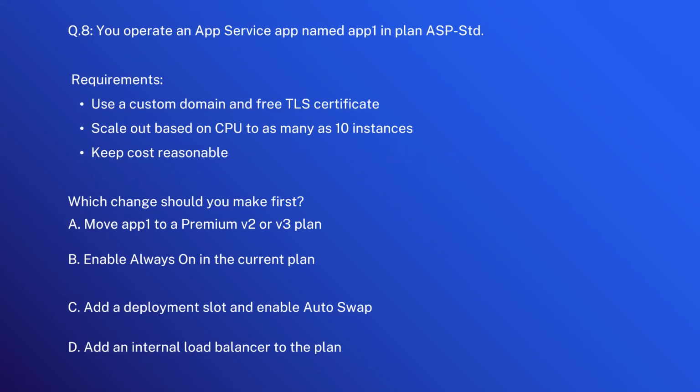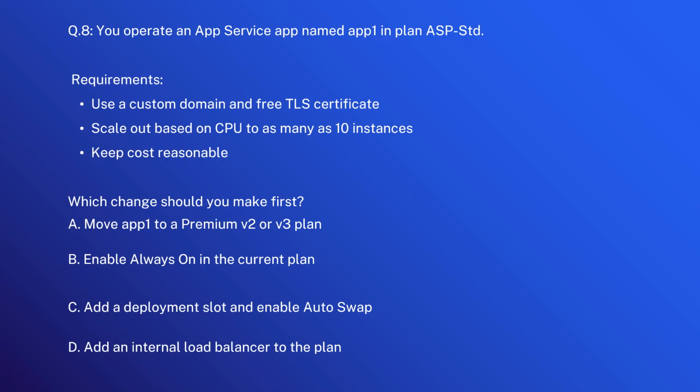Next question. You operate an App Service app named app1 in plan ASP-STD. Requirements: use a custom domain and a free TLS certificate. Scale out based on CPU to as many as 10 instances. Keep cost reasonable. Which change should you make first?